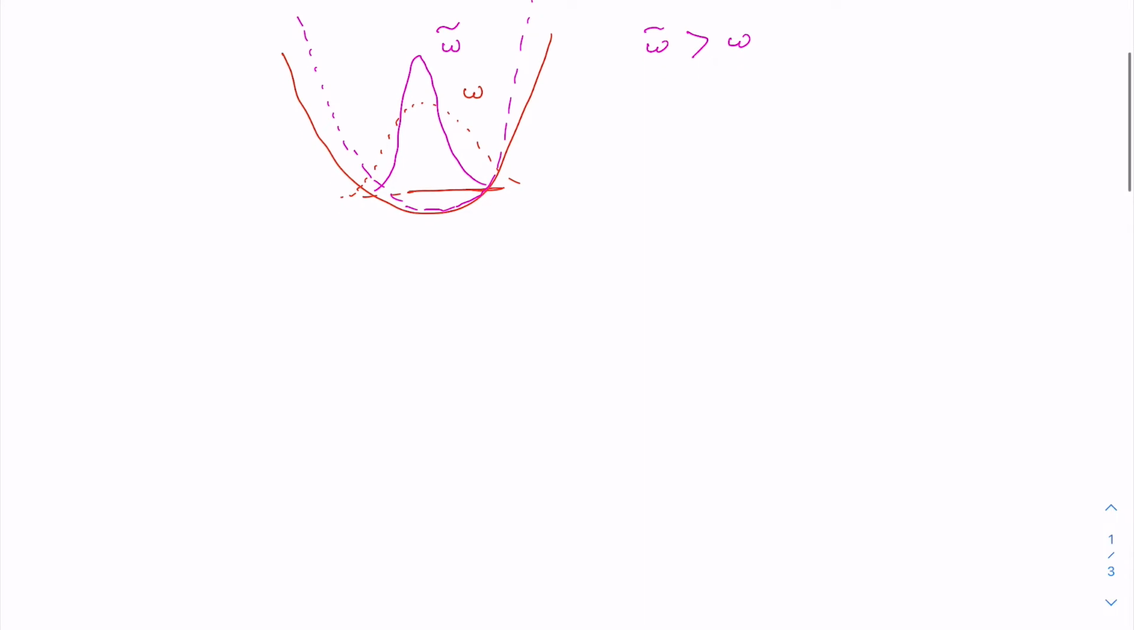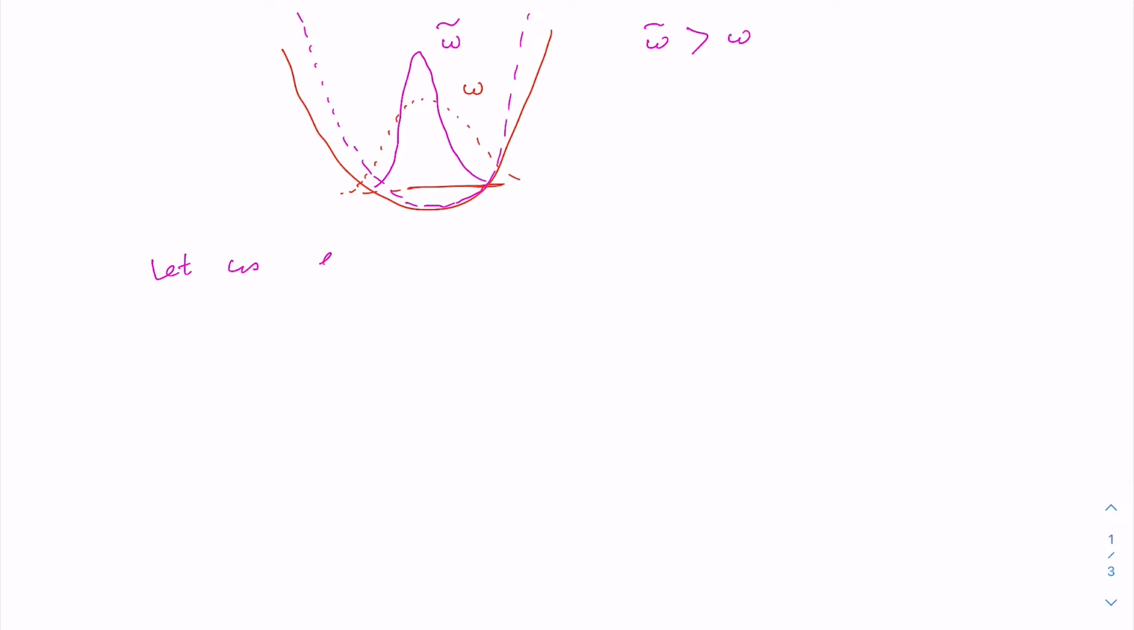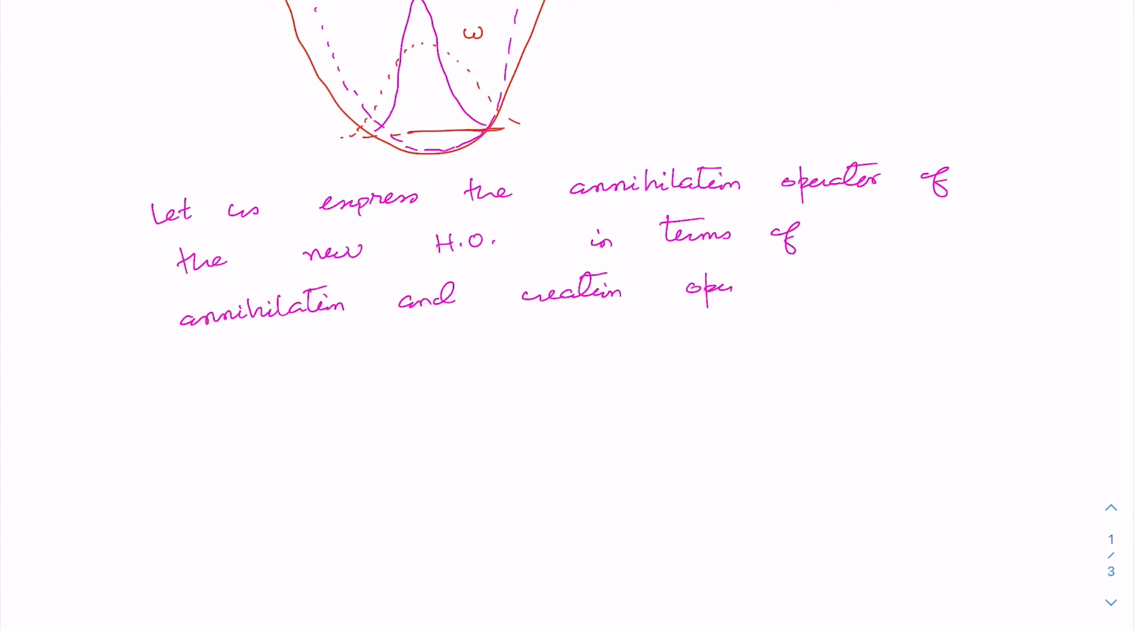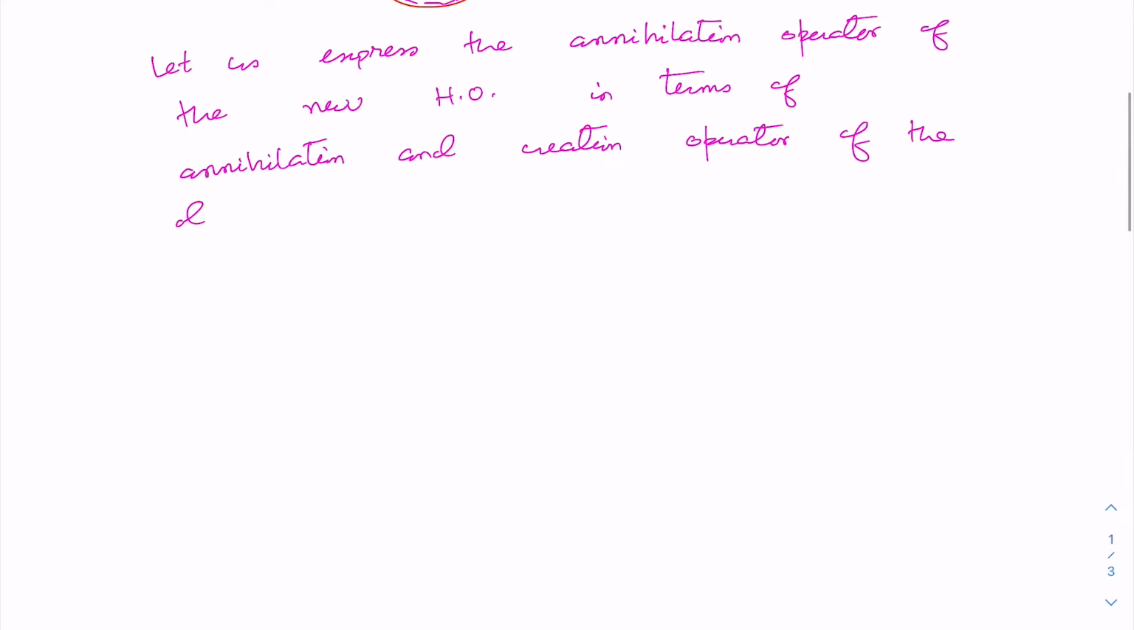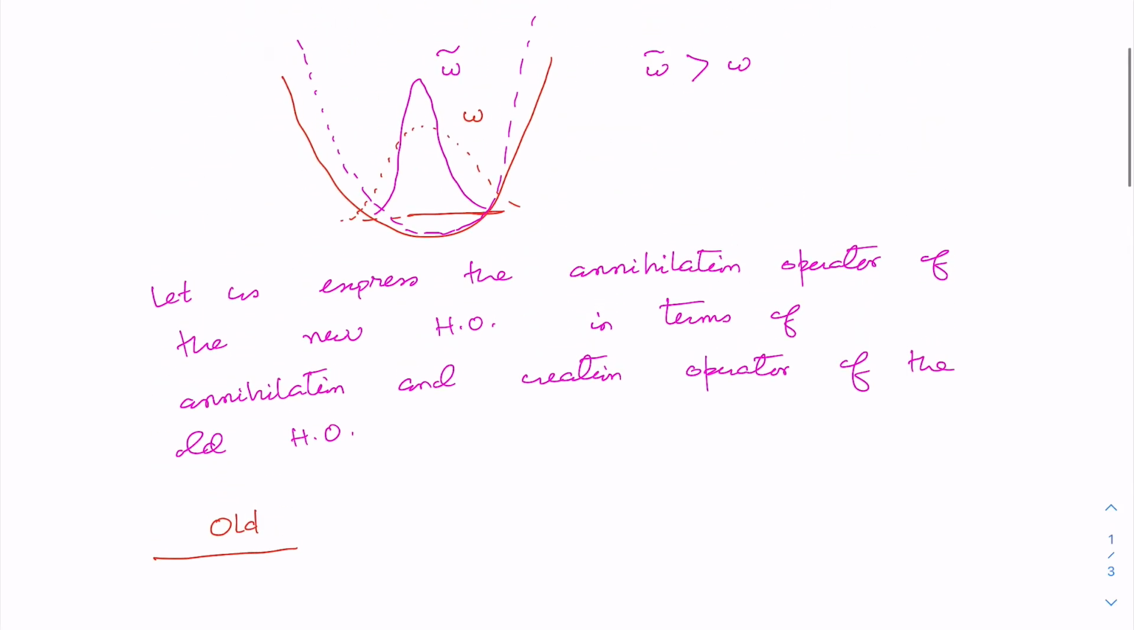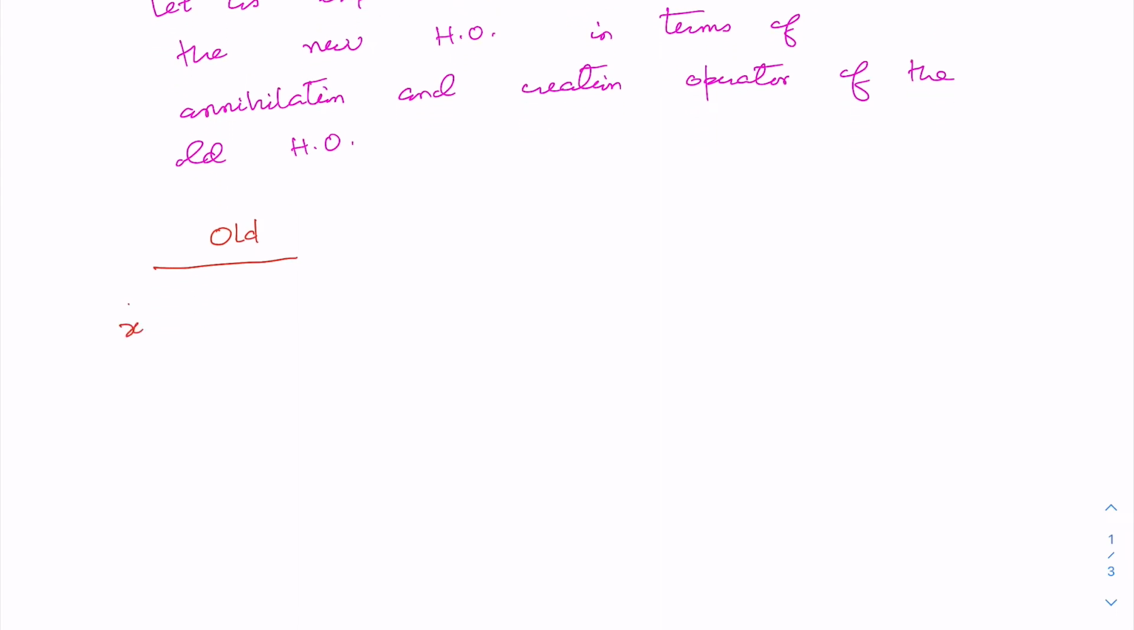Let us now do one thing. Let us express the annihilation operator of the new harmonic oscillator in terms of the annihilation and creation operators of the old harmonic oscillator. Let me write here what I mean by old harmonic oscillator. In the old harmonic oscillator, the frequency was omega, and in the new harmonic oscillator, the frequency is omega tilde. So the position operator would be represented by x cap.